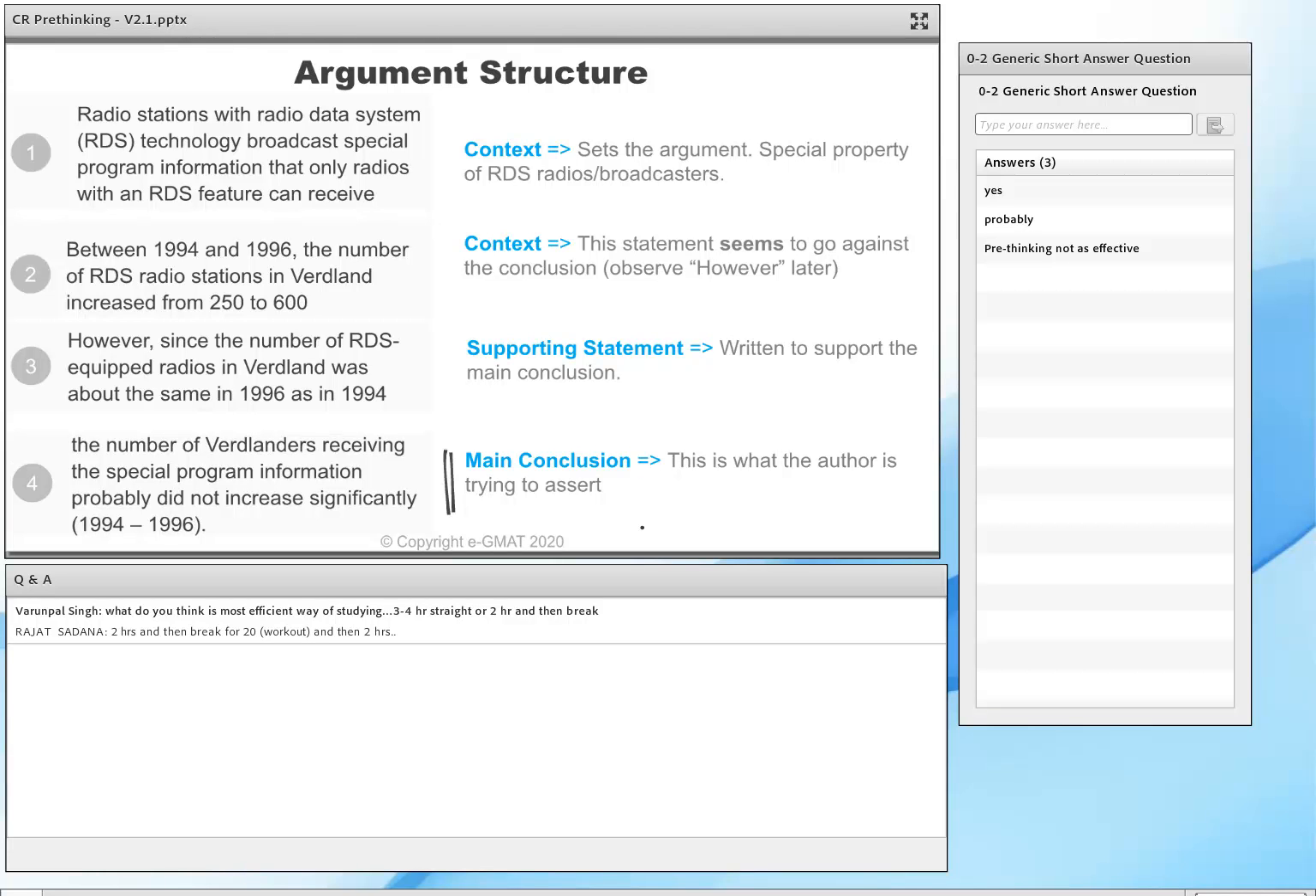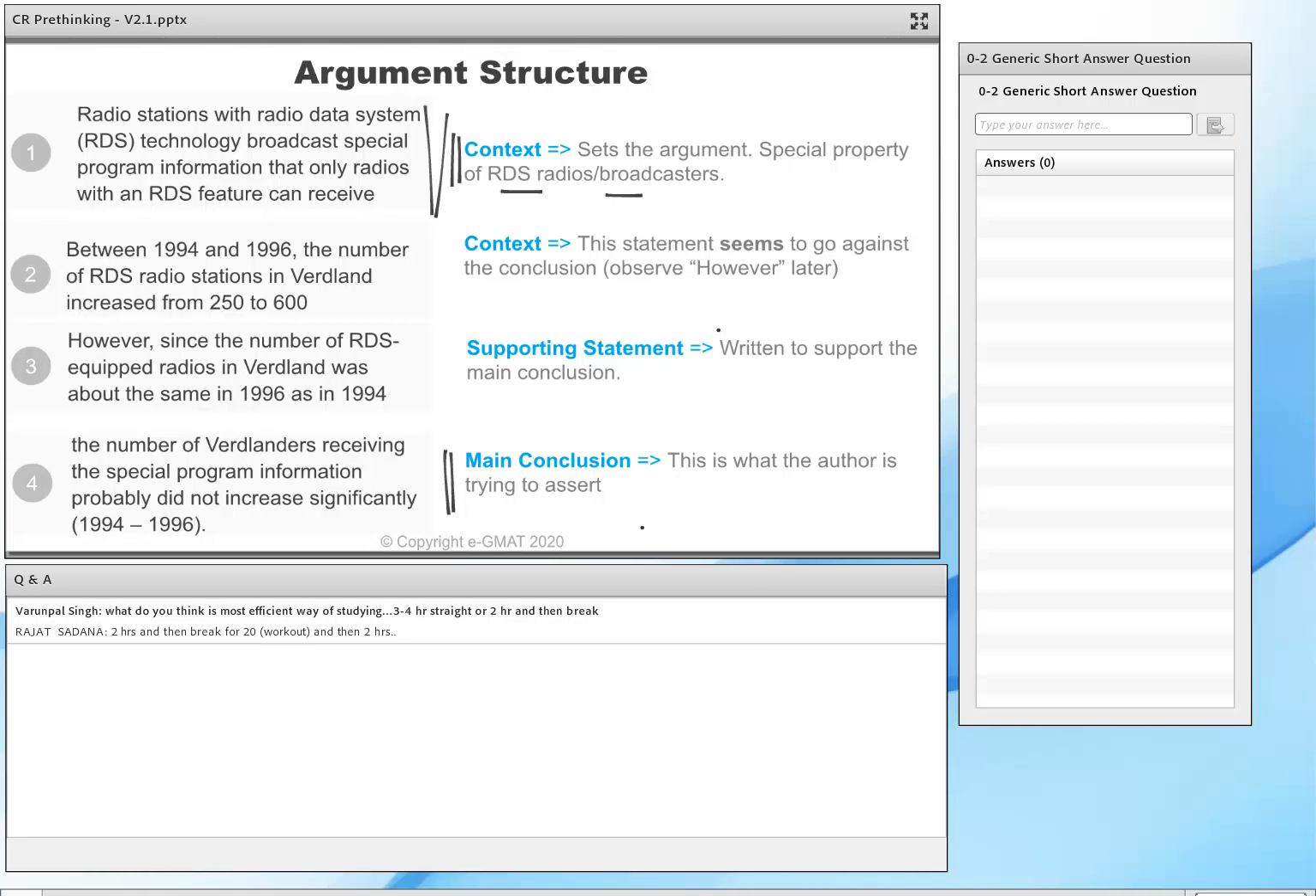All right. Your context says, I'm going to start with context here. It says there's a special property that RDS radios and broadcasters have, which is that radio stations with RDS technology broadcast special program information that only radios with an RDS feature can receive. What this is saying is that to get this special program information, you need a radio station that has that capability, and you need a receiver that has that capability. That's all this is saying. It's a special property. You need a mated set, a transmitter and a receiver that have this capability.